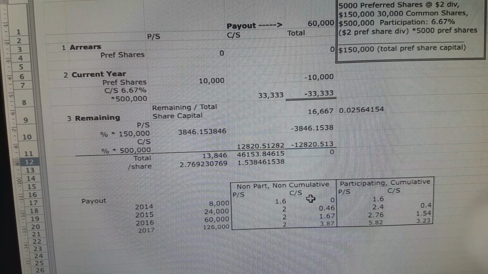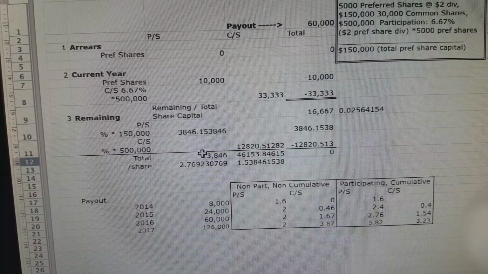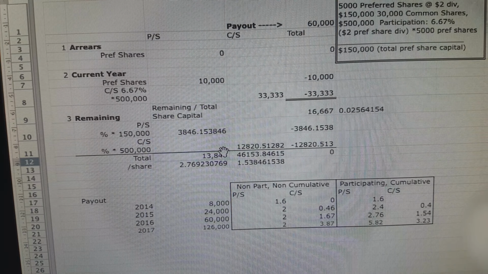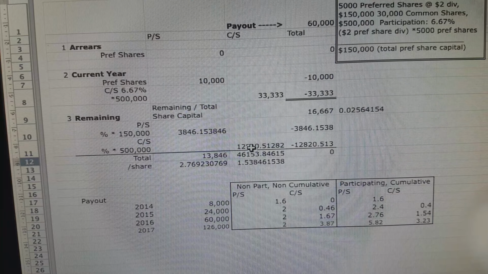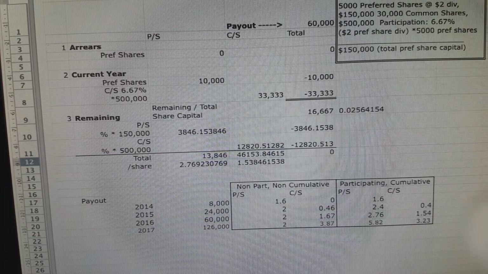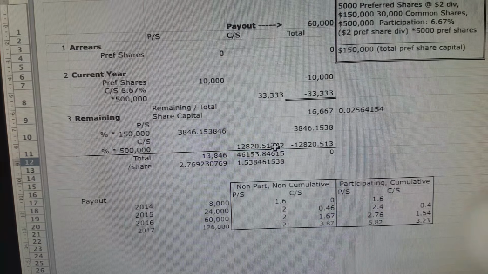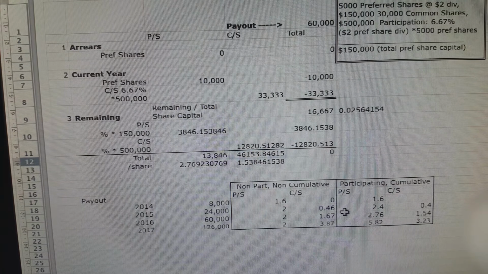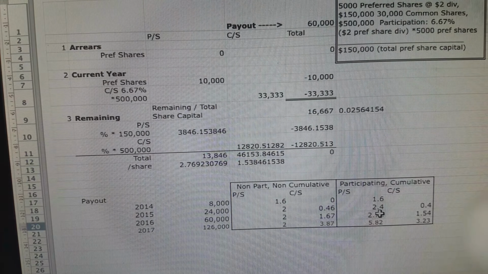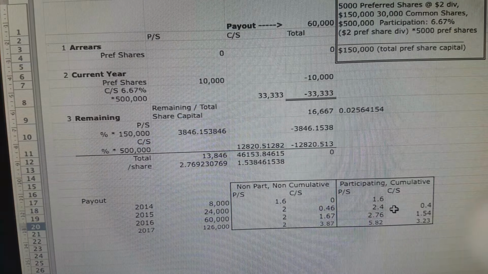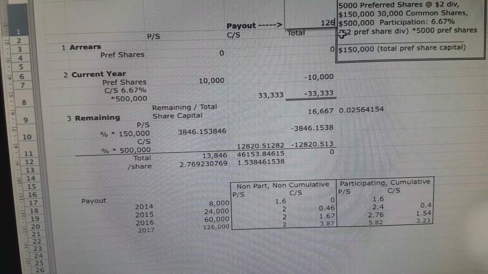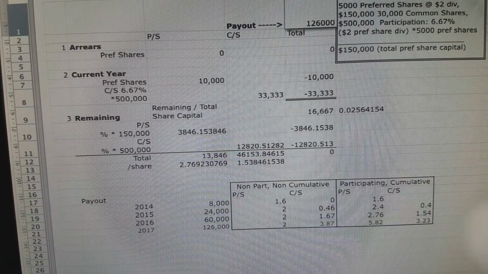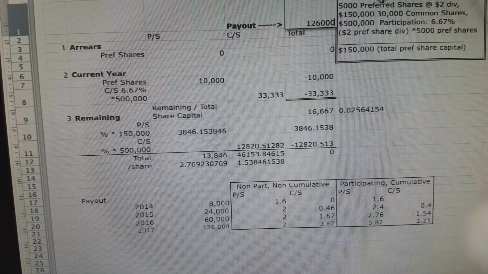So we've got no money left out in our payout. The preferred shareholders get 13,846 divided among the 5,000, and then the common shareholders get $46,153.85 divided among the 30,000 of them. And then those amounts, the per share amounts, are put into the question. So that takes us to the last question. This should be relatively easy, right? Let's watch the spreadsheet do its magic.